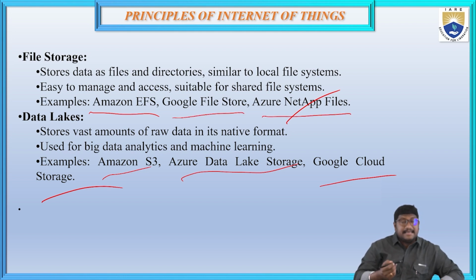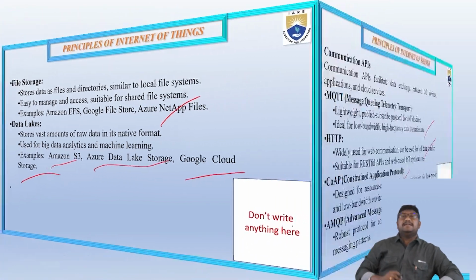And here the data lakes, the next one, store a vast amount of data in native format, which is used for big data analytics and machine learning. The best examples are Amazon S3, Azure Data Lake Storage and Google Cloud Storage, which are forms of data lakes.